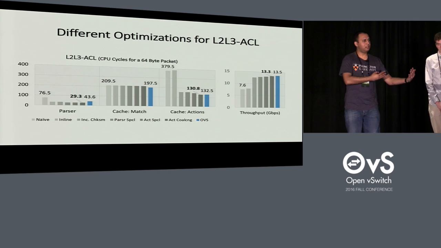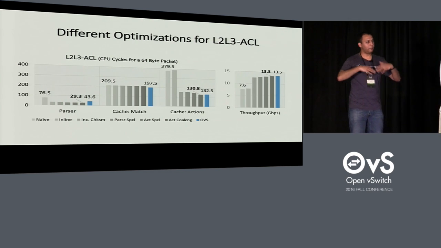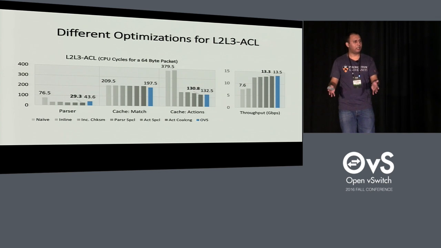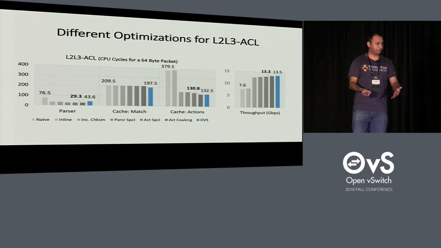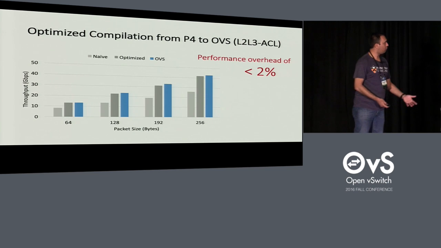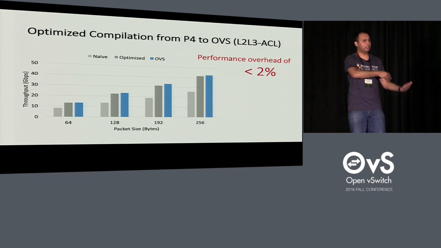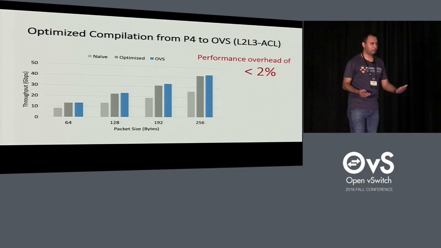So for a network programmer, this is better because now they can express their logic in a high-level language without worrying about the underlying packet I/O and still get the same performance. So in summary, the performance overhead before was 40%, and now it was reduced to 2%, which is a huge gain.